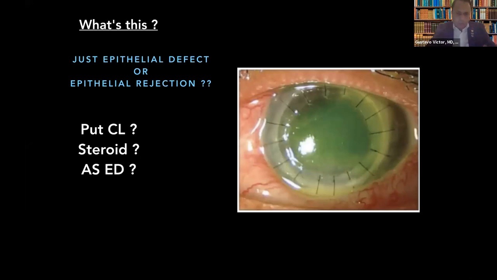You should put a bandage contact lens, and the silicone hybrid contact lens is better. We did research between these two kinds of contact lens in PRK, and the healing is very different and very fast with the silicone hybrid contact lens, because the oxygen transmission through it is much faster. So you should use this and should use eye drops with no preservatives.